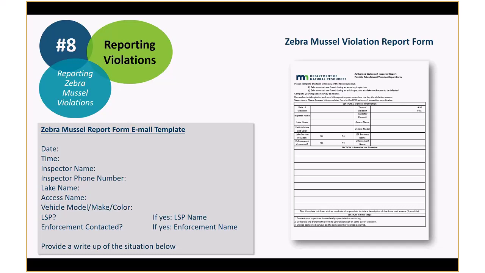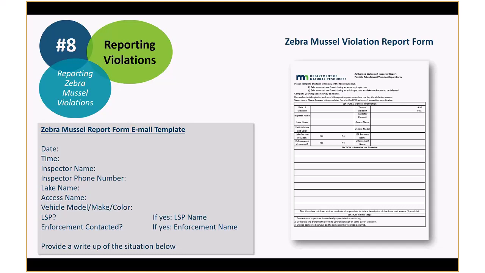When encountering a zebra mussel violation, you will need to upload your survey and send your supervisor a write-up within 24 hours. Here's an example of a zebra mussel report form to fill out when you find a zebra mussel violation. Either fill out a paper form and turn it into your supervisor, or use the email template and email the information to your supervisor that day. This information is important to the officers as it gives them additional information about the situation and the interaction between you and the boater.